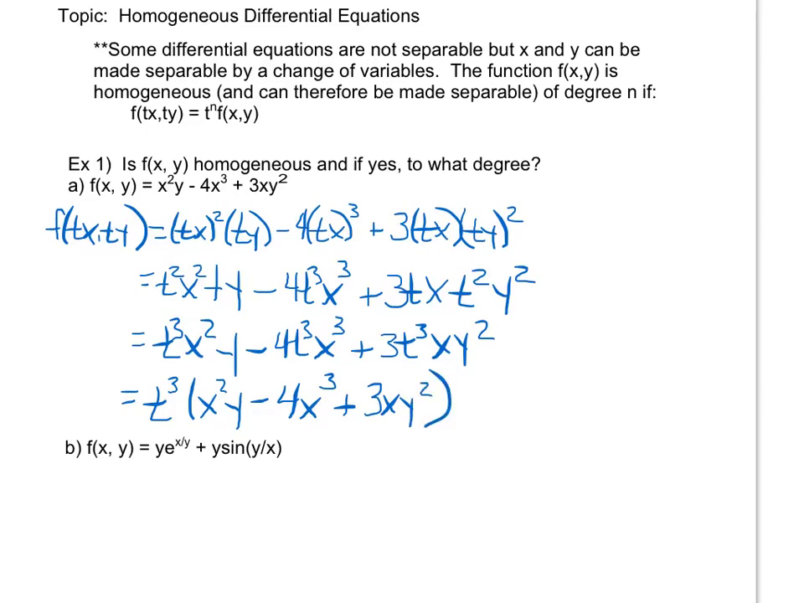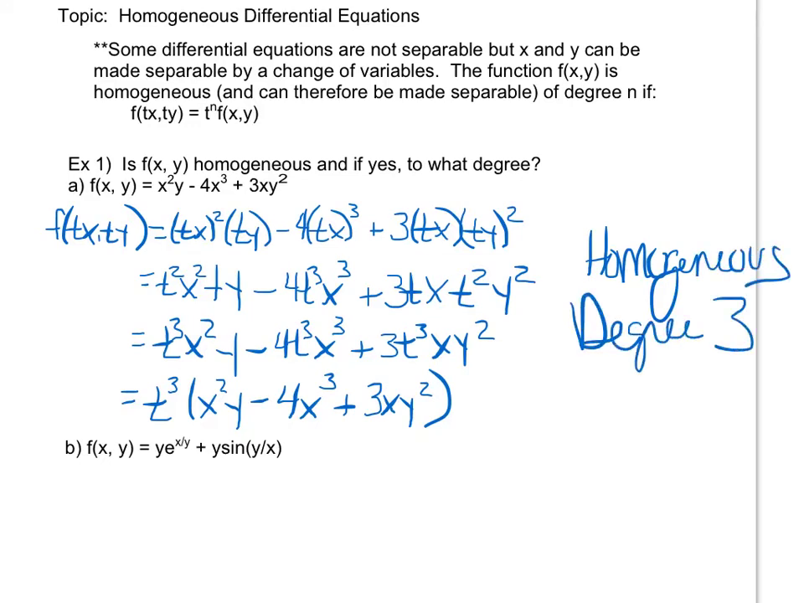Well, let's compare this to my original function. I have t to the n out front. I have x squared y on the inside, minus 4x cubed, plus 3xy squared. So notice I have t to the n, t to the third, times my original function. So yes, it is homogeneous. My degree is 3.